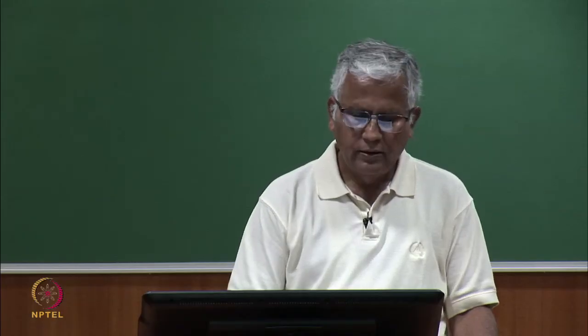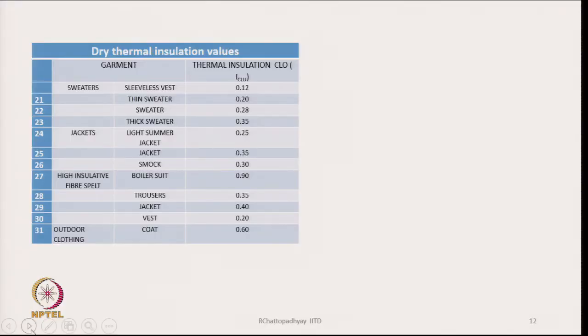Similarly, sweaters, jackets, values are given. Let us say a sweater, the CLO value would be typically around close to 0.28. Not much details are given. Thin sweater 0.20, thick sweater is going to be 0.35. So, sweater has been classified into three categories: thin, normal and thick, and values are 0.20, 0.28, 0.35.